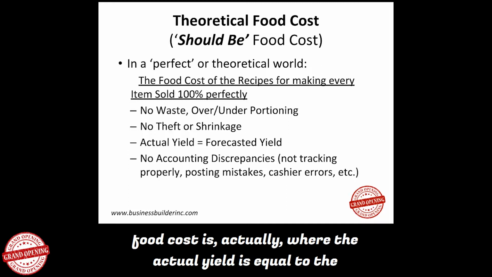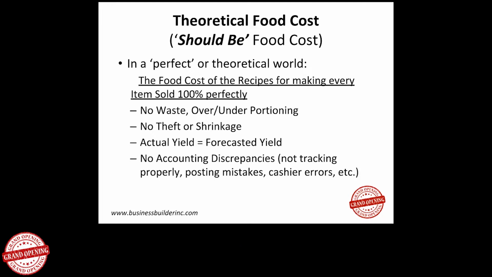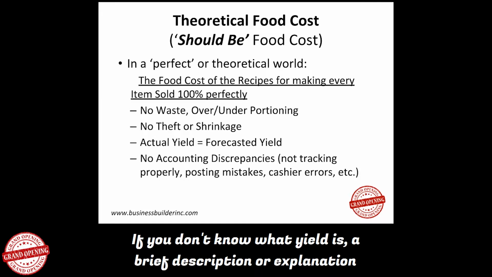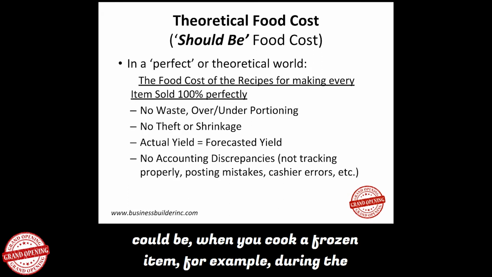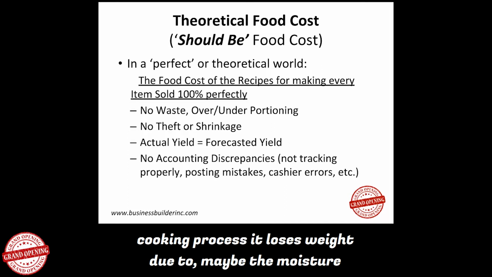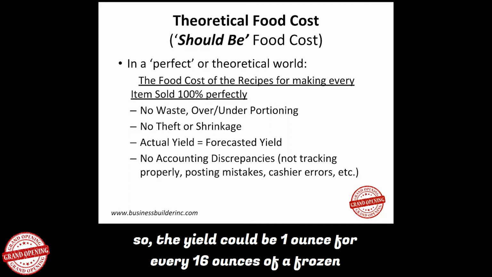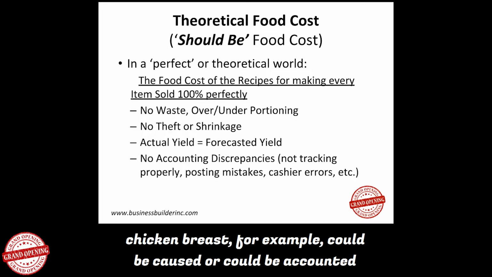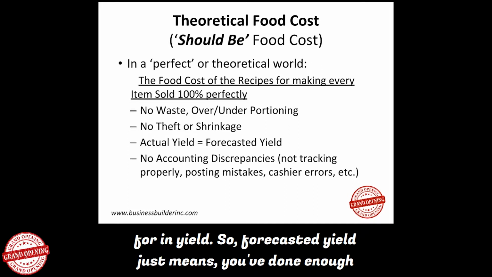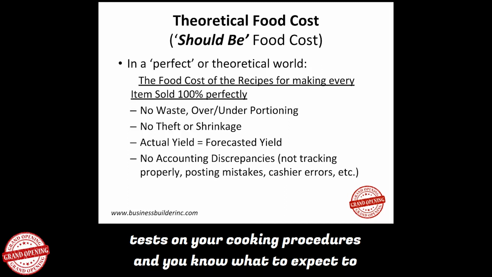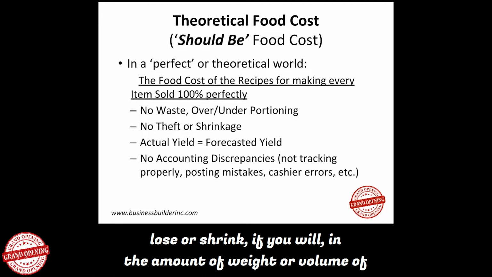Theoretical food cost is actually where the actual yield is equal to the forecasted yield. So you set this value. If you don't know what yield is, a brief explanation could be when you cook a frozen item, for example, during the cooking process, it loses weight, maybe because moisture escapes. So the yield could be, say, 1 ounce lost for every 16 ounces of a frozen chicken breast, which could be accounted for in yield. So forecasted yield just means you've done enough tests on your cooking procedures and you know what to expect to lose or shrink, if you will, in the amount of weight or volume of that ingredient.